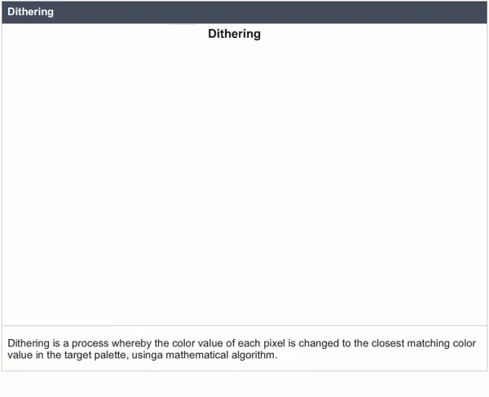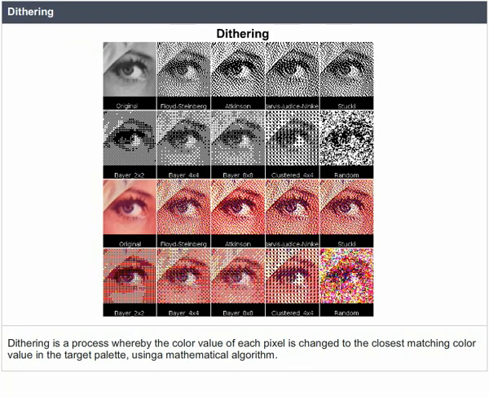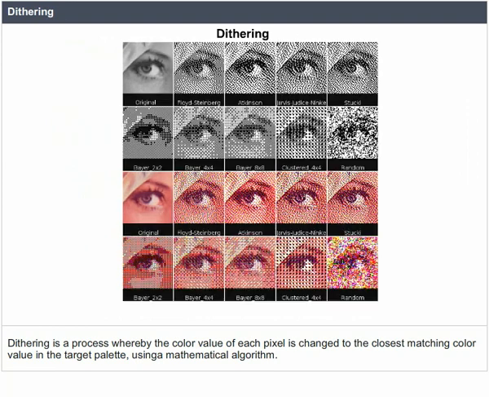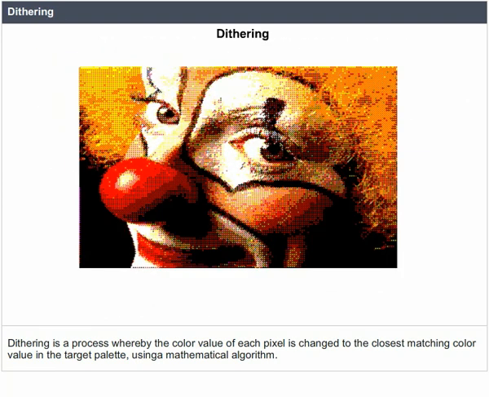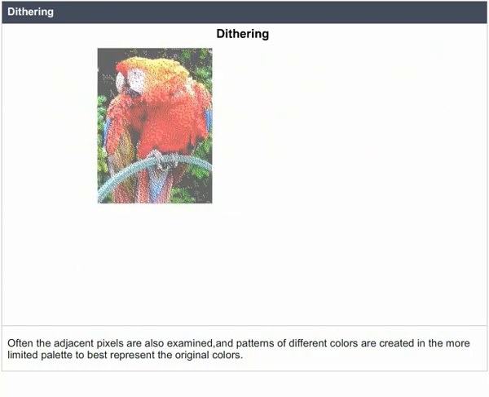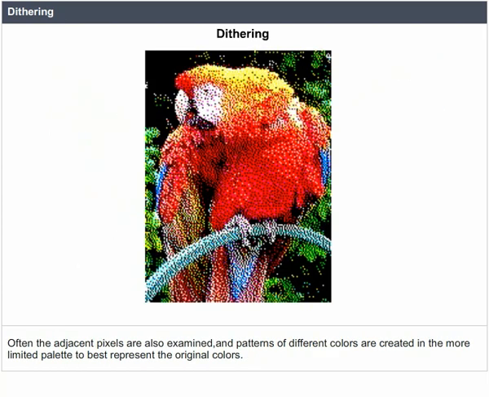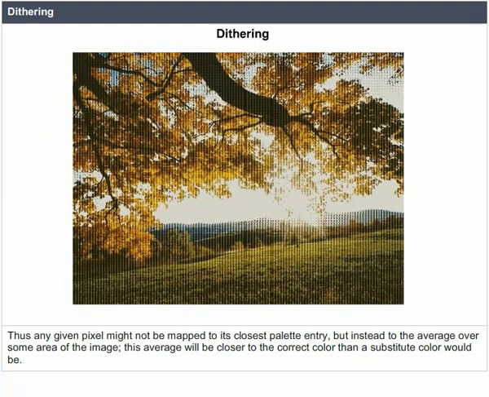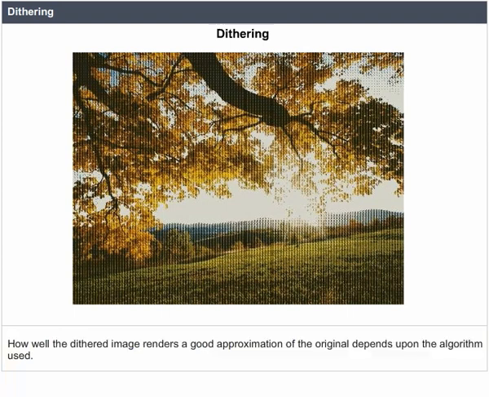Dithering is a process whereby the color value of each pixel is changed to the closest matching color value in the target palette using a mathematical algorithm. Often the adjacent pixels are also examined and patterns of different colors are created in the more limited palettes to best represent the original colors. Thus, any given pixel might not be mapped to its closest palette entry, but instead to the average over some area of the image. This average will be closer to the correct color than a substitute color would be. How well the dithered image renders a good approximation of the original depends upon the algorithm used.